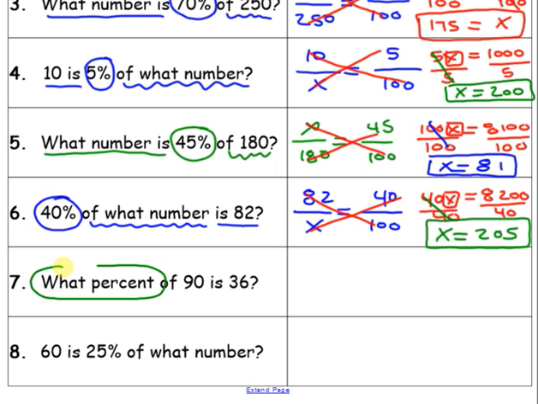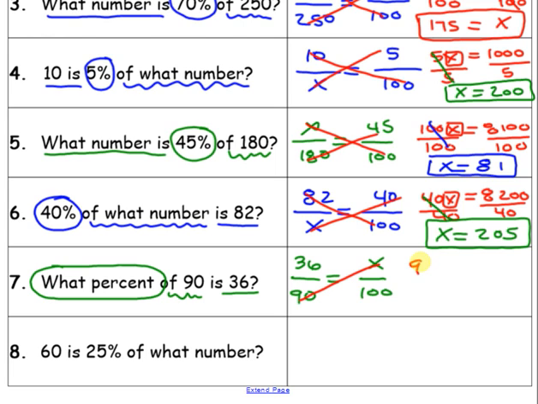What percent of 90 is 36? All right, set up our fraction bars and set them equal to each other. 100 is our freebie. What percent? We don't know. That's our x. Of 90, that's our bottom. Is 36? That's our top. We're going to cross multiply.